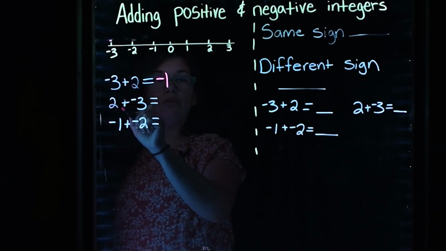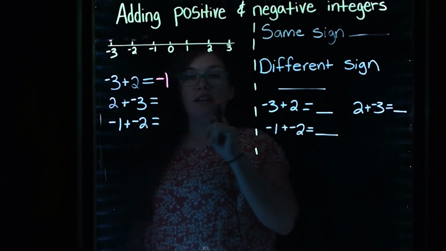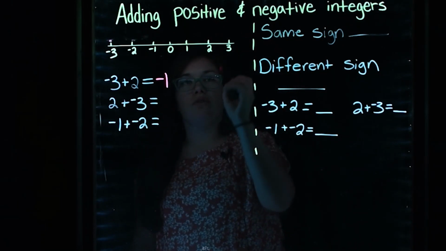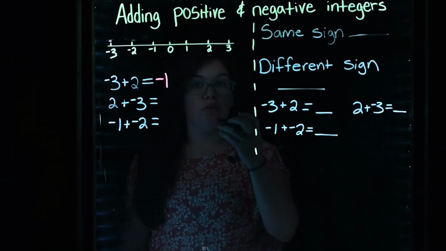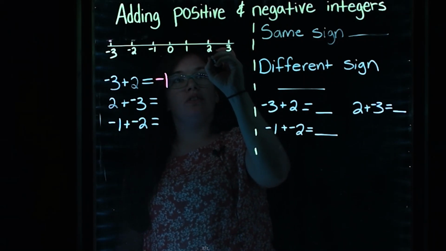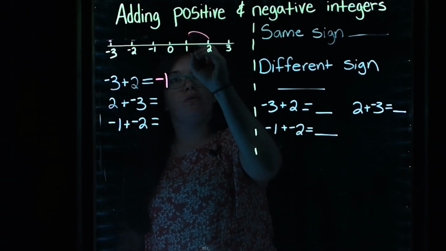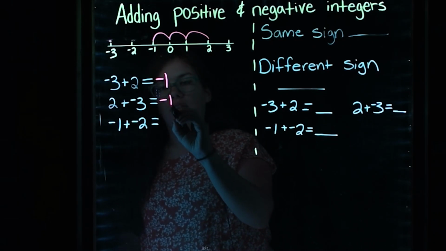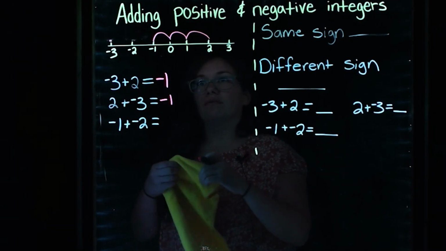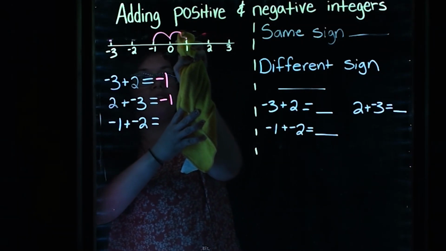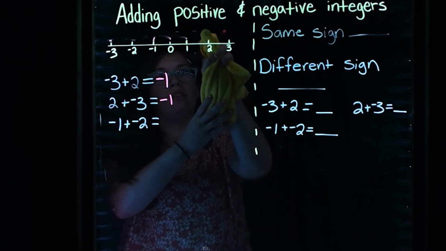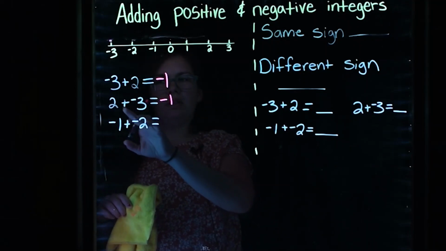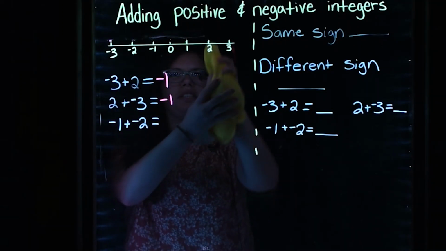Now I've got 2, so I need to start at 2, plus a -3. Since it's a -3, I'm going to go to the left, those 3 spaces or units. So let me start at +2, and I'm going to go to the left. 1, 2, 3. So I've got -1. Let me go ahead and erase that. Notice that I had them flip-flopped, but it came out with the same answer.